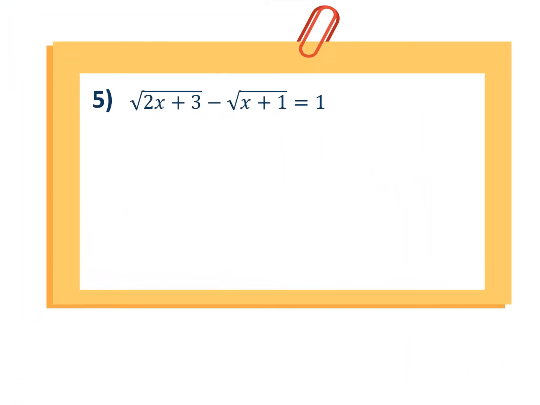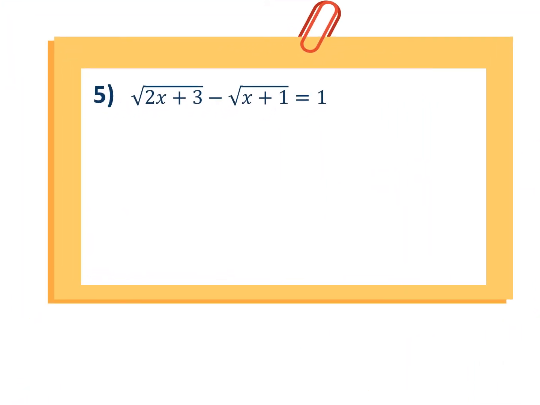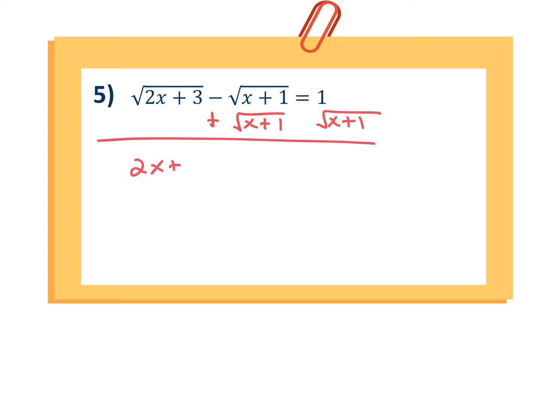So for number 5, again, you need to isolate the radical first. So what I'm going to do is add the square root of x plus 1 to both sides. So now I'm left with 2x plus 3 under the radical equals 1 plus x plus 1 under the radical. Now, in order to get the radical to disappear, we have to square both sides. But notice this right side, I'm squaring. I got to FOIL that thing. I can't just apply the exponent to both.